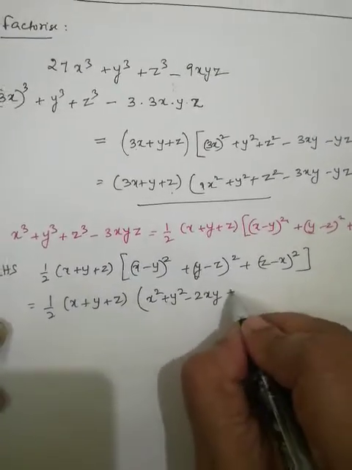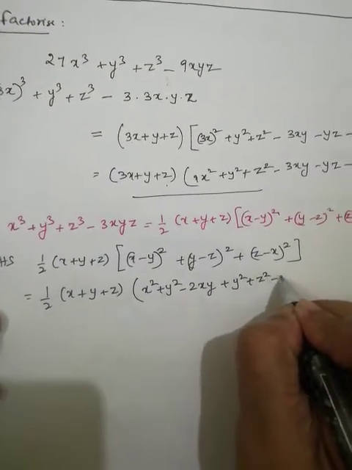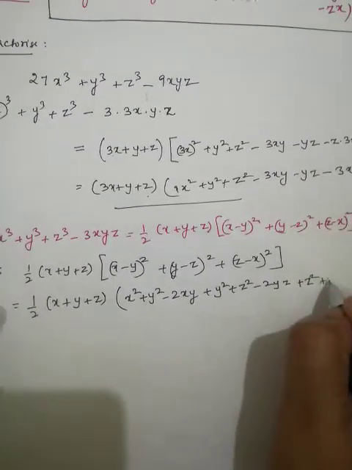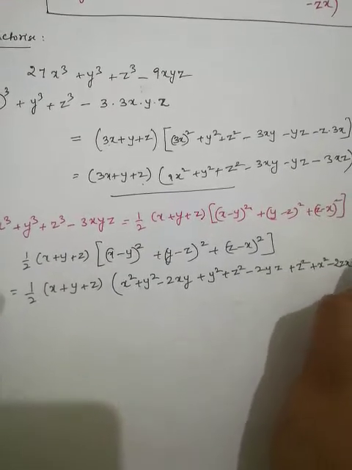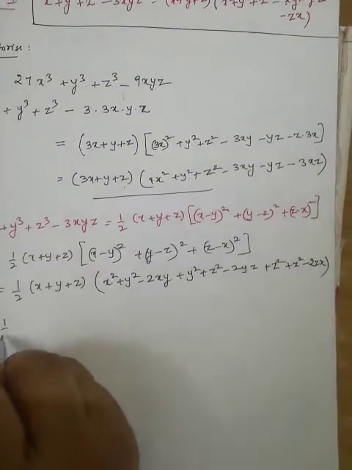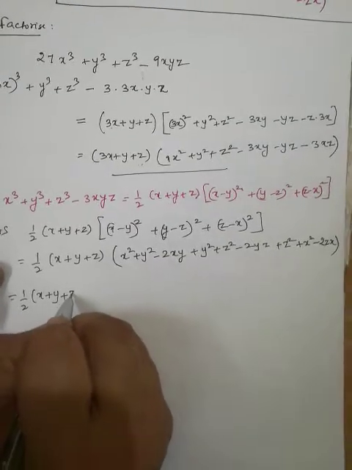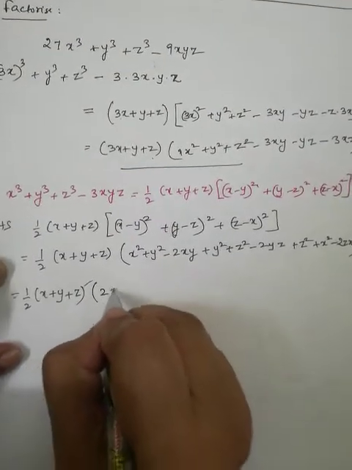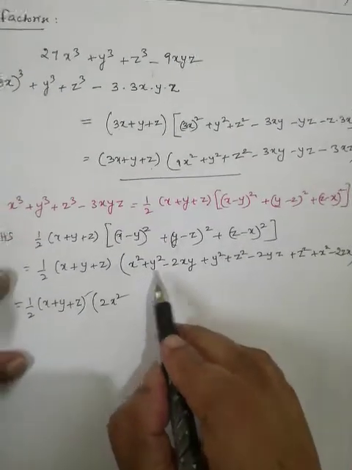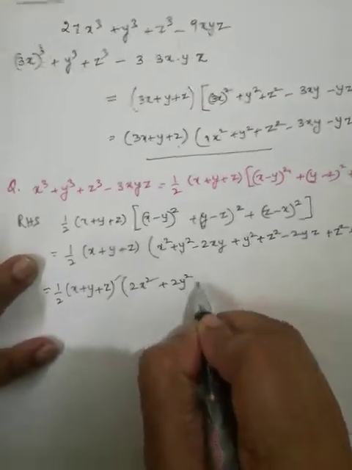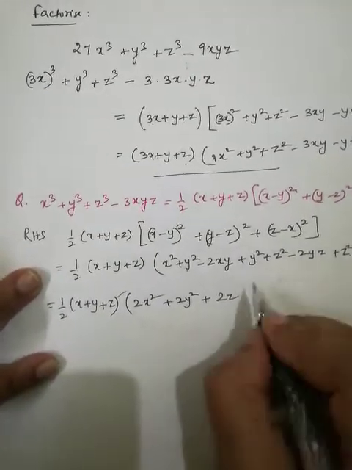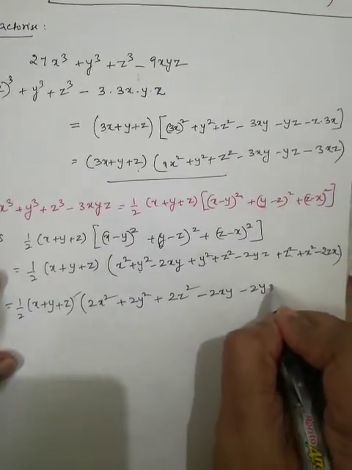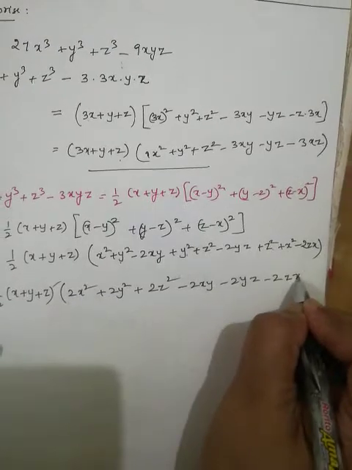And (y minus z) the whole square is y square plus z square minus 2yz. And this is z square plus x square minus 2zx. Okay. Now what we get? Let us see. x square and x square is nothing but 2x square. Right? y square is 2y square. Then z square and this z square is 2z square. Minus 2xy is there, minus 2yz is there, minus 2zx is also there.